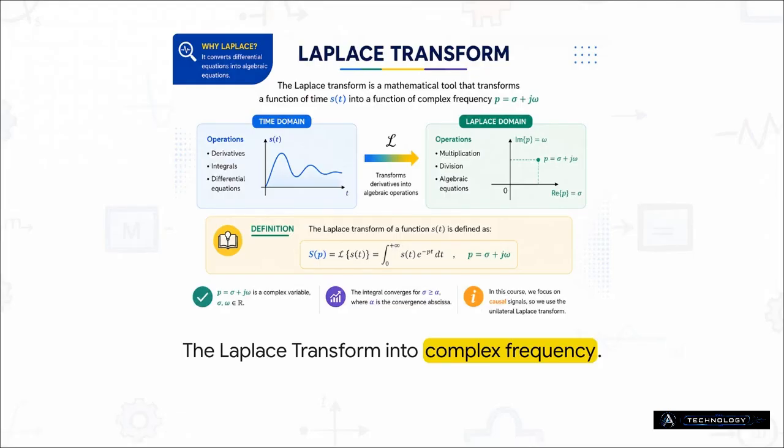This is an incredibly powerful mathematical tool that does exactly that. It teleports our time function s(t) into a completely new space. We call this the Laplace domain, and it revolves around a complex frequency variable called p, which is defined as sigma plus j times omega. By taking the integral from 0 to infinity of our time function multiplied by e to the negative pt, we completely shift our perspective. We're literally trading the messy t-axis of the time domain for the super clean complex p-plane of the Laplace domain.